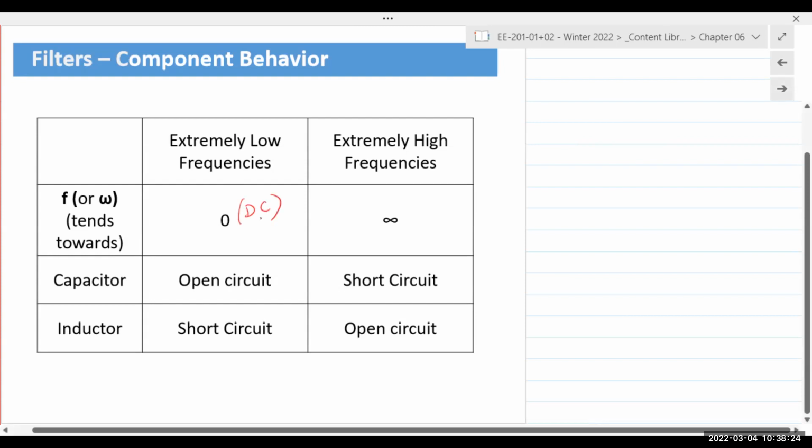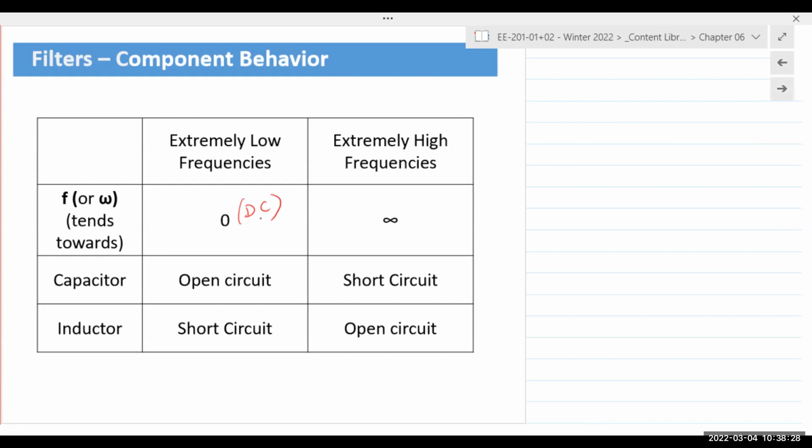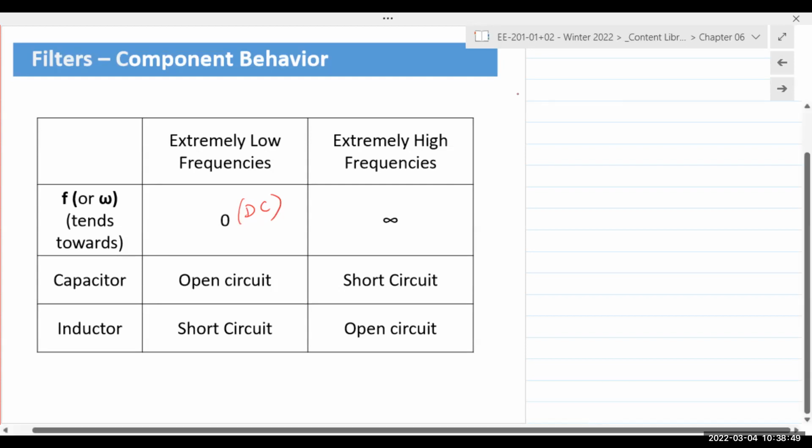I have two columns, extremely low frequencies and extremely high frequencies. Basically, this refers to the frequencies of the incoming input signal. As the frequency f tends towards 0, it's representing extremely low frequencies. And for extremely high frequencies, we are saying f tends towards infinity. And we know the equations for the impedance of an inductor and a capacitor.